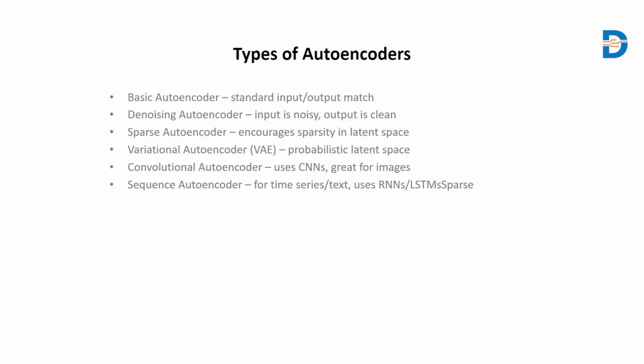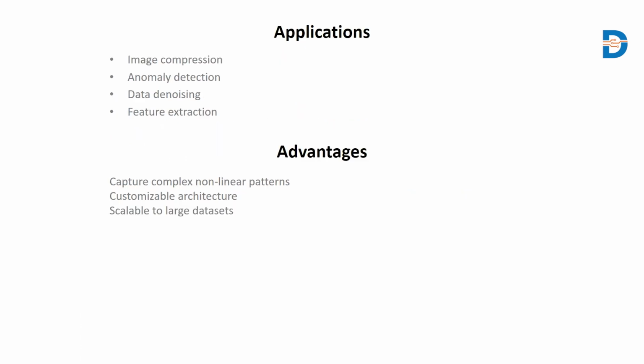of autoencoders we use based on the data and the process. Applications: where can we apply the autoencoder process? In image compression, anomaly detection, data denoising, and feature extraction. These are some applications where we can apply autoencoders to find complex patterns and reduce the dimensionality of our data.